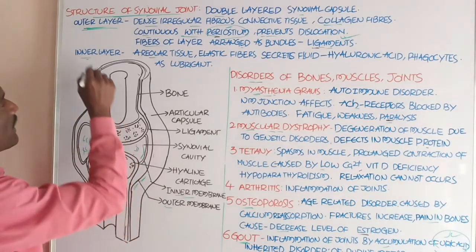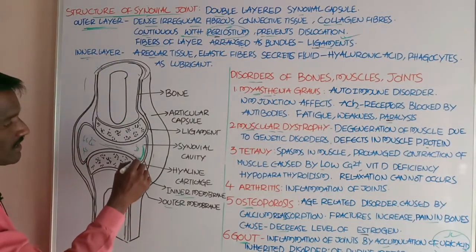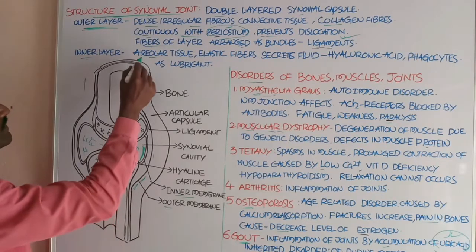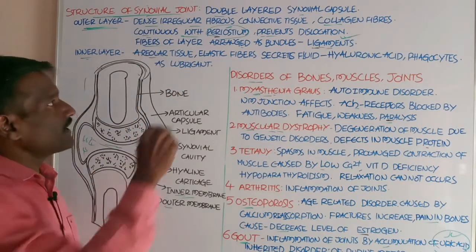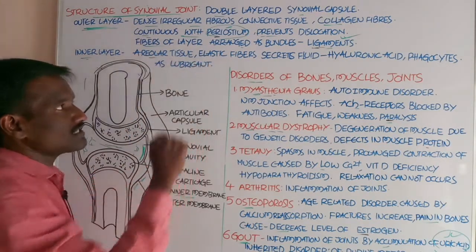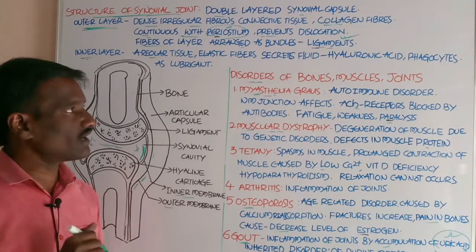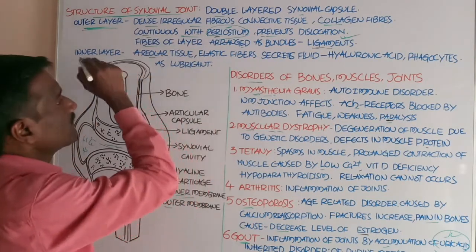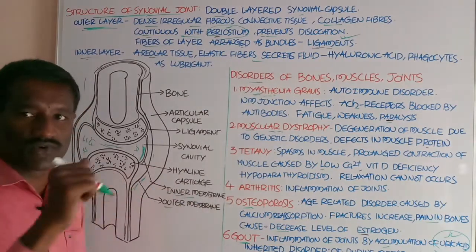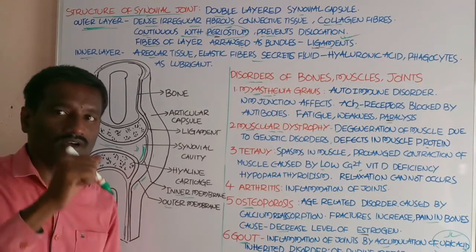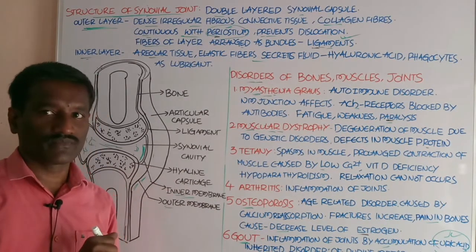Okay student. Next, the inner layer. What about the inner layer? This is the inner layer. It is made of areolar tissue and elastic fibers. Okay student. The inner layer secretes a fluid, and that fluid is called synovial fluid.